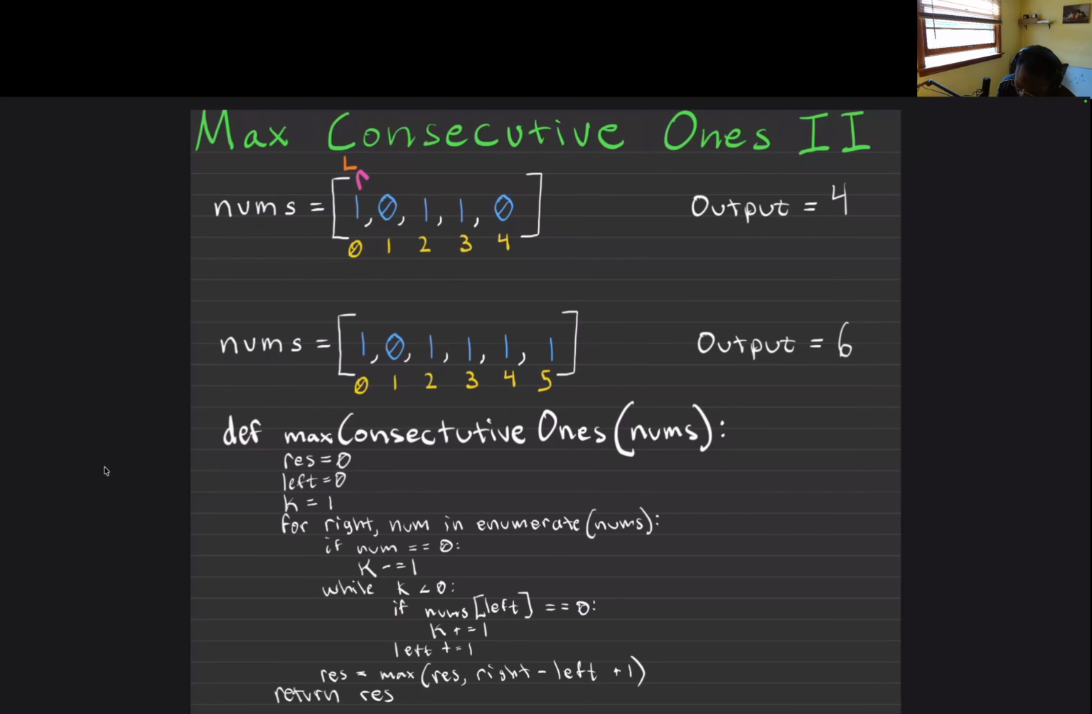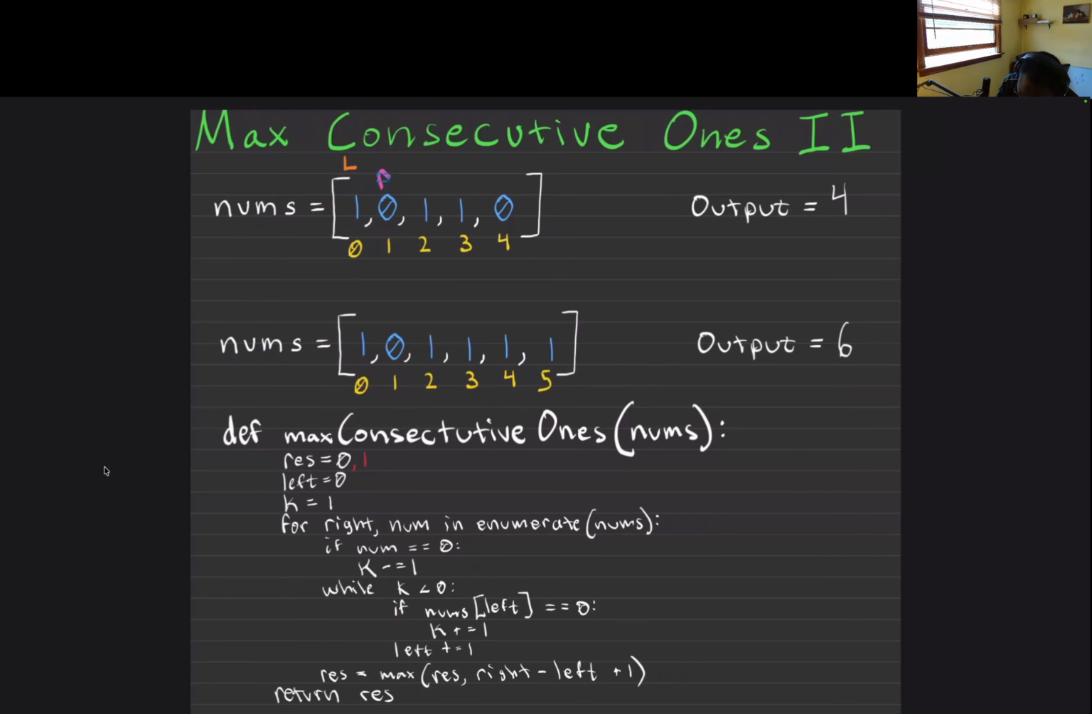Okay, all right, so we start off, left is equal to 0. Right also starts at 0 inside this enumerate for loop, right? So if num is equal to 0, is this num equal to 0? It's not, right? Okay, so this doesn't hold, so we just do this. So res is equal to the max of res and right minus left plus 1, okay? So 0 minus 0 plus 1 gives us 1, okay?